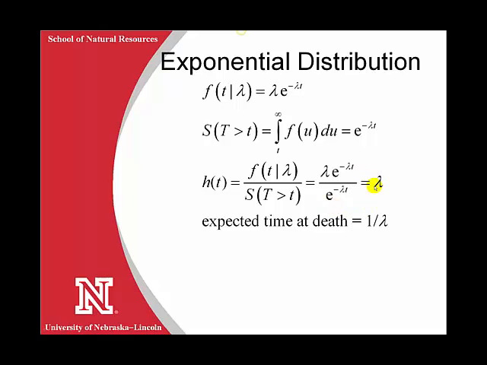And so notice that the hazard function for an exponential distribution is in fact constant. That means that the probability of an event occurring is not changing as a function of time. And this is why the exponential distribution is your simplest possible representation of random events occurring in time. It is also called the memoryless property of the exponential distribution, because it doesn't matter how many events have already occurred, only matters what the rate is. And in an exponential distribution then, the expected time at death is going to be 1 over lambda.